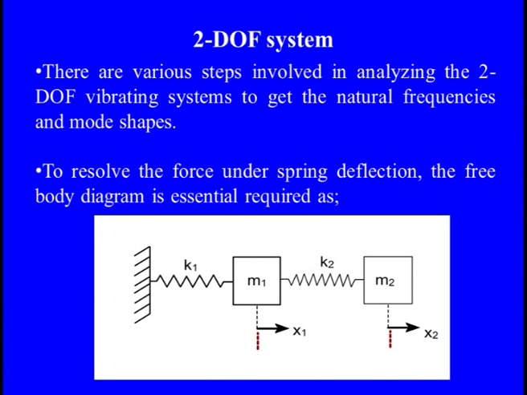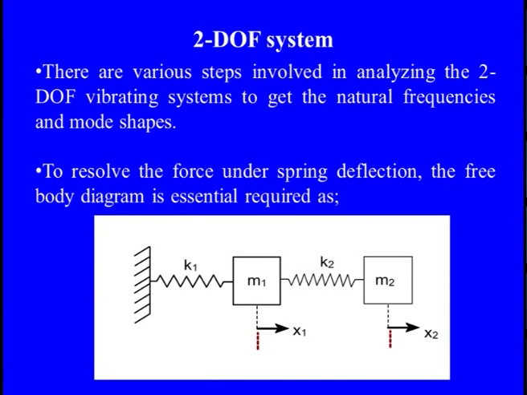Now we are going towards the conceptual feature of the 2 degree of freedom system, how it is really behaving and how we can put Newton's law towards the formation of an equation of motion. There are various steps involved in analyzing the 2 degree of freedom system under vibrating phenomena to get the natural frequency, because since the system is moving at 2 different natural or independent coordinates, certainly we have more than one natural frequency and more than one mode shape. To resolve these, we need to consider whether it is under the forcing factor or what.